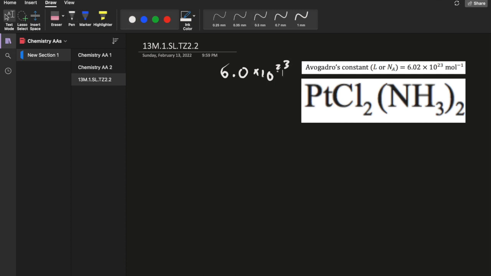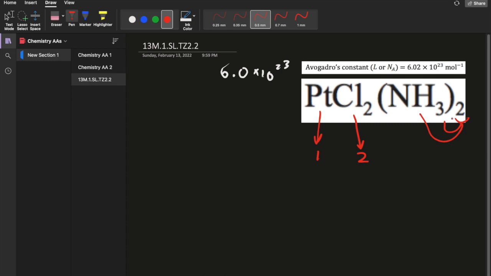Okay. So first things first, the question asks us to find how many atoms are present in 0.10 moles. So what we can do is find out how many atoms are present in this formula. So here, this is one atom. This is 2 atoms of chlorine. And then this 2 is going to get distributed here and here. Then that's going to be 6 atoms of hydrogen and 2 of nitrogen, which in total is going to be 11 atoms.